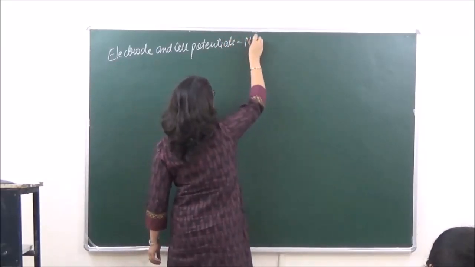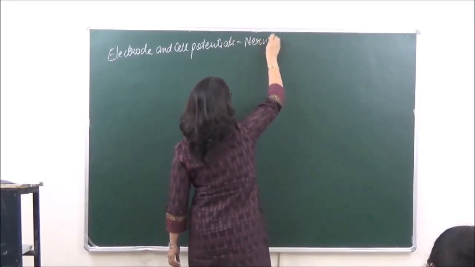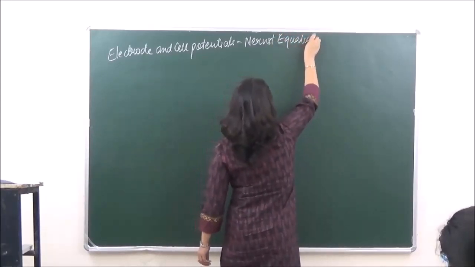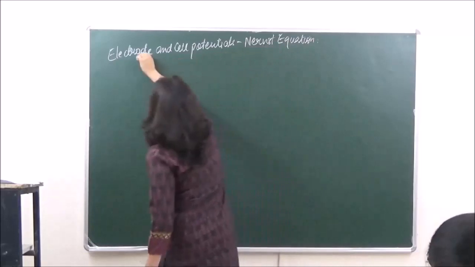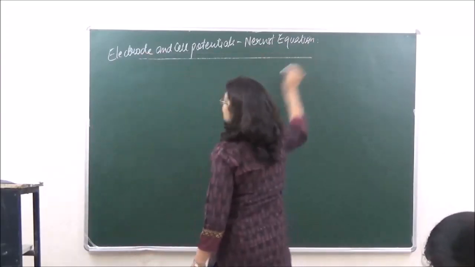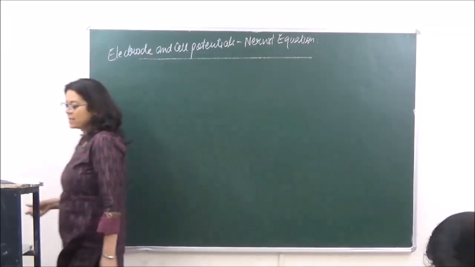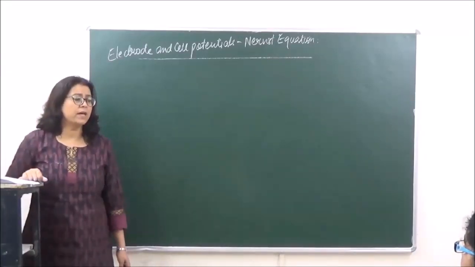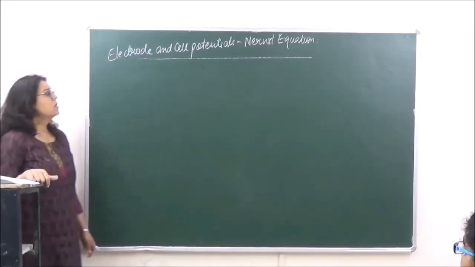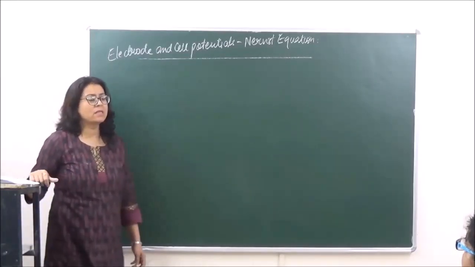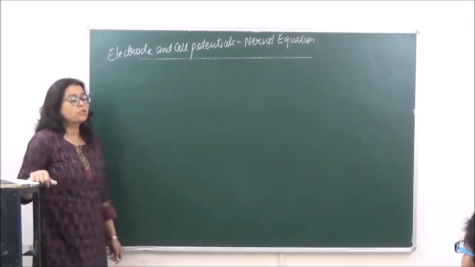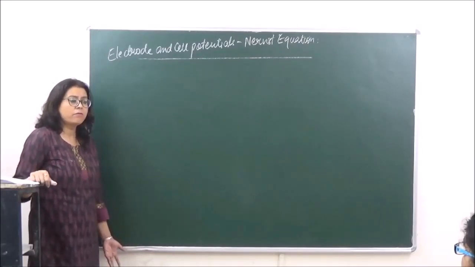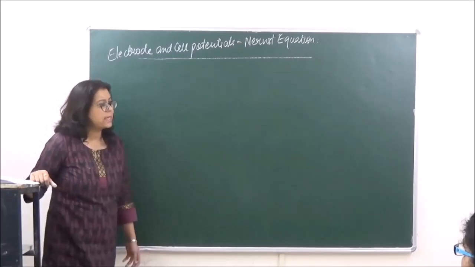Nernst equation. Nernst was a scientist who tried to give a relationship between the activities of the reactants and the products. Activities means concentrations. Concentrations of the reactants and the products with E cell, that is the EMF of a cell, the potential difference across a cell, right?